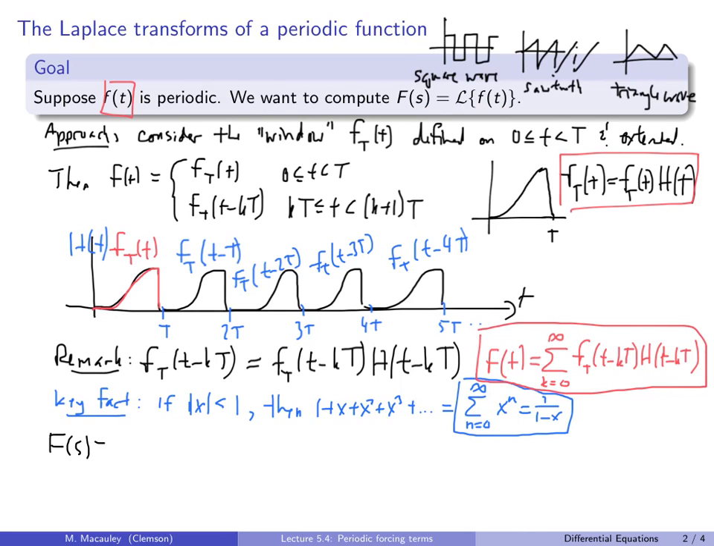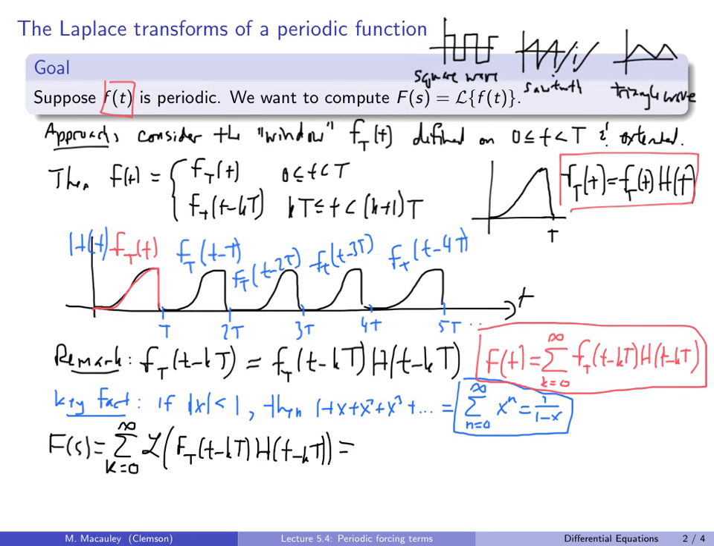of s. So the Laplace transform of this is the sum of the Laplace transforms of each piece. So it's n equals... actually, I think I called it k. Yeah, let's use k. k equals 0 to infinity of the Laplace transform of this thing, f of t minus kt times h of t minus kt. Okay, so that's the Laplace transform.